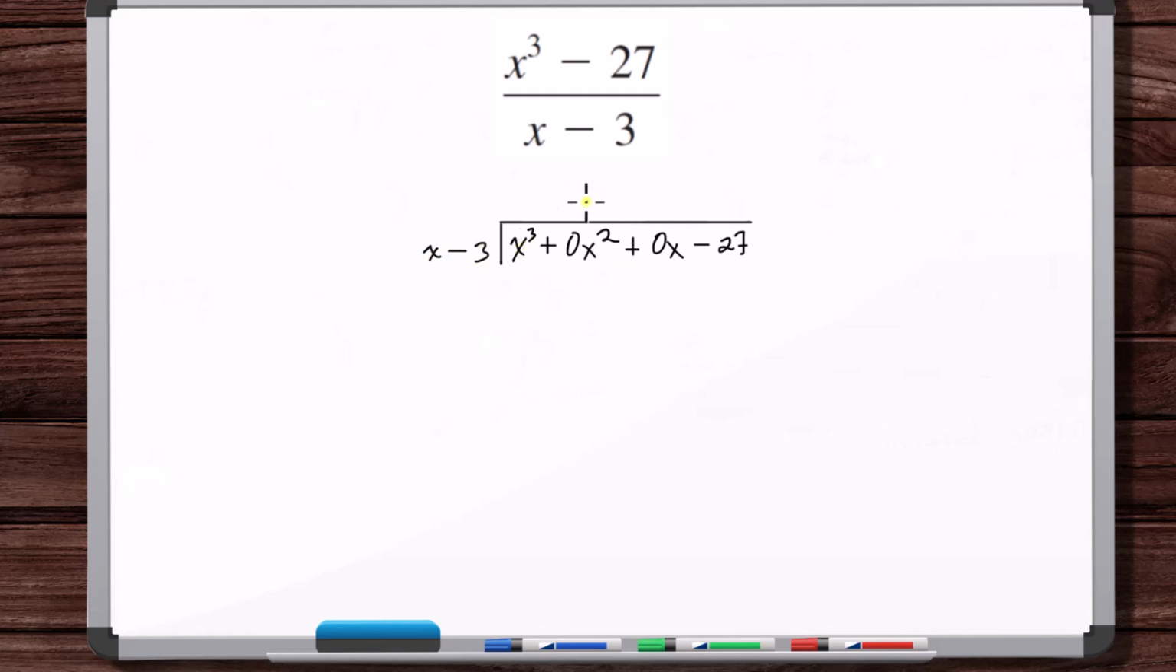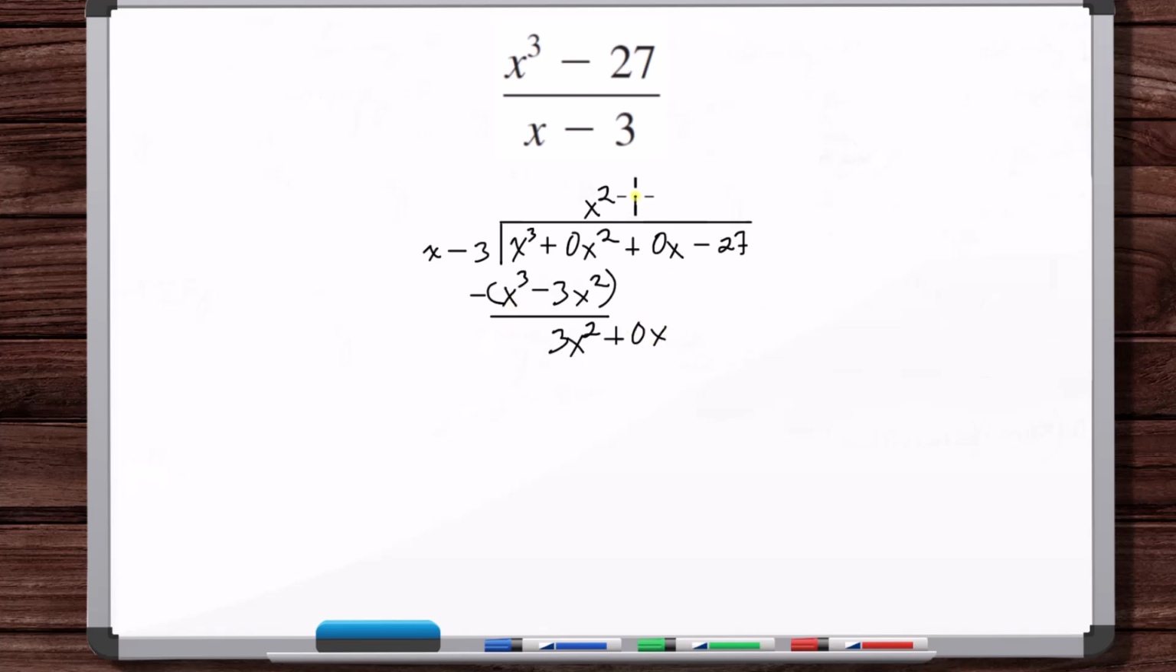X cubed divided by x is x squared. Multiply this by the divisor. So x cubed minus 3x squared. X cubed minus x cubed is 0. 0x squared plus 3x squared. Okay.